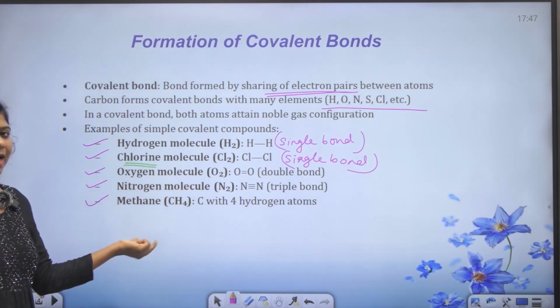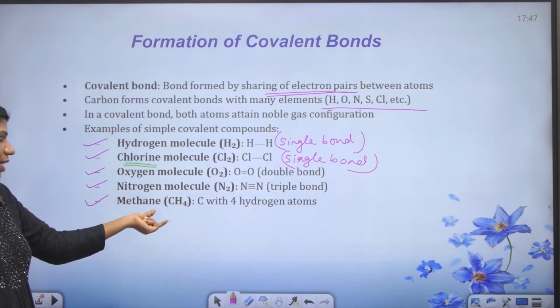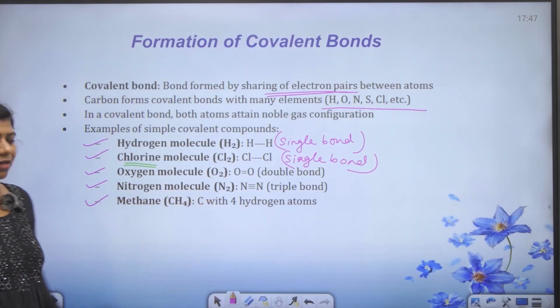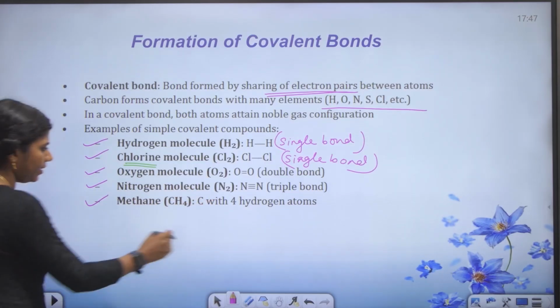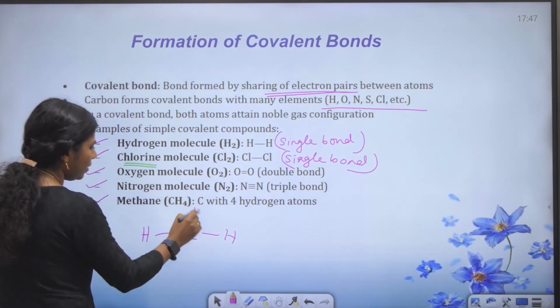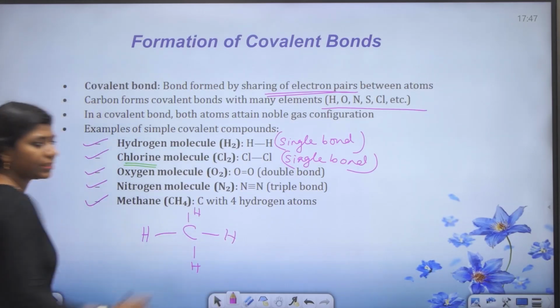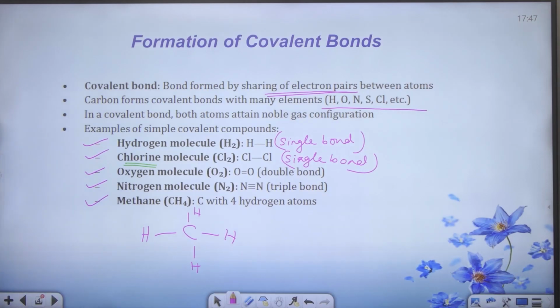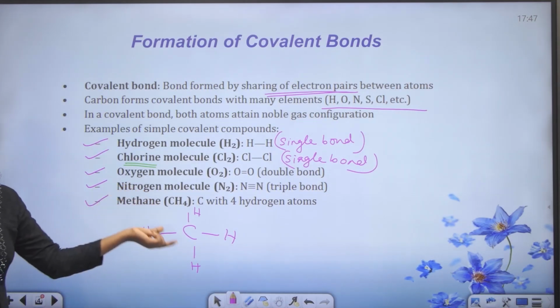And methane: a carbon atom with four hydrogen atoms. CH4, C single bond H, single bond H, single bond H, single bond H. CH4 molecule, all are single bonds. Each carbon and hydrogen atom pair shares a pair of electrons.